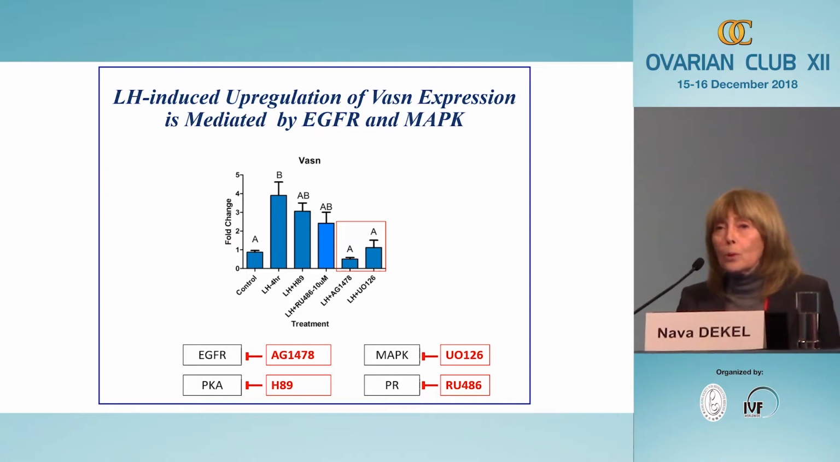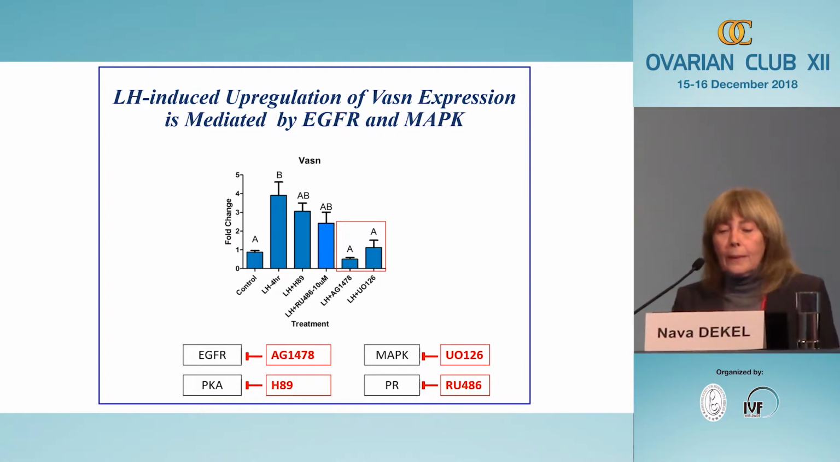We used specific pharmacological inhibitors to find out which of these components is involved in LH-induced Vasorin expression. And as you see here, it is the EGF receptor and the MAP kinase that mediate the effect of LH on upregulation of Vasorin expression in the ovary.